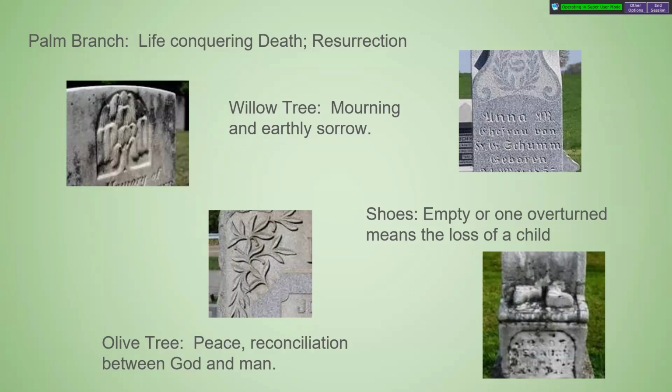Shoes, an empty or one overturned, means the loss of a child. Sometimes I've seen real shoes or bronzed shoes. I haven't seen real ones, but I have seen bronze shoes placed on a cemetery, and those were the actual shoes of the child that died. Olive tree is peace, reconciliation between God and man. And it's usually not a tree, usually it's just an olive branch, and it might be with the dove.